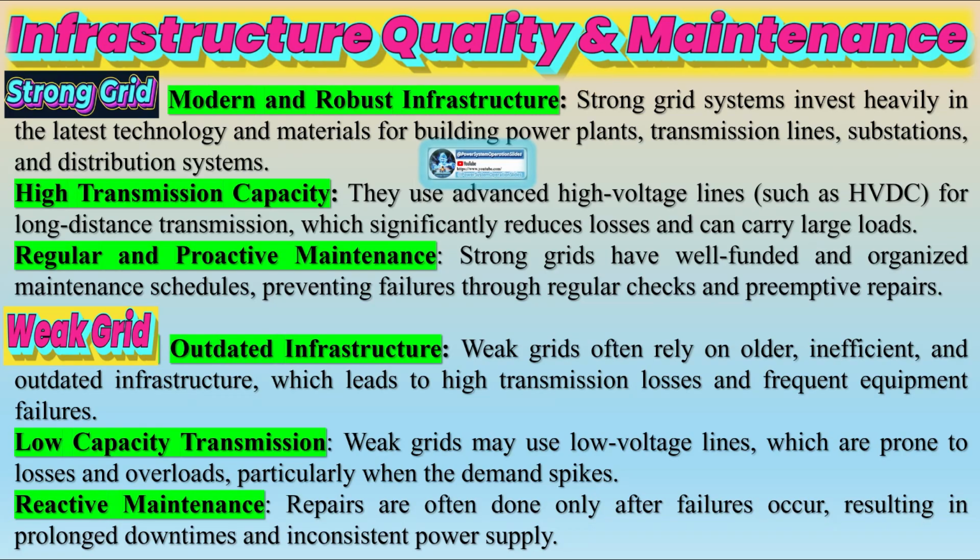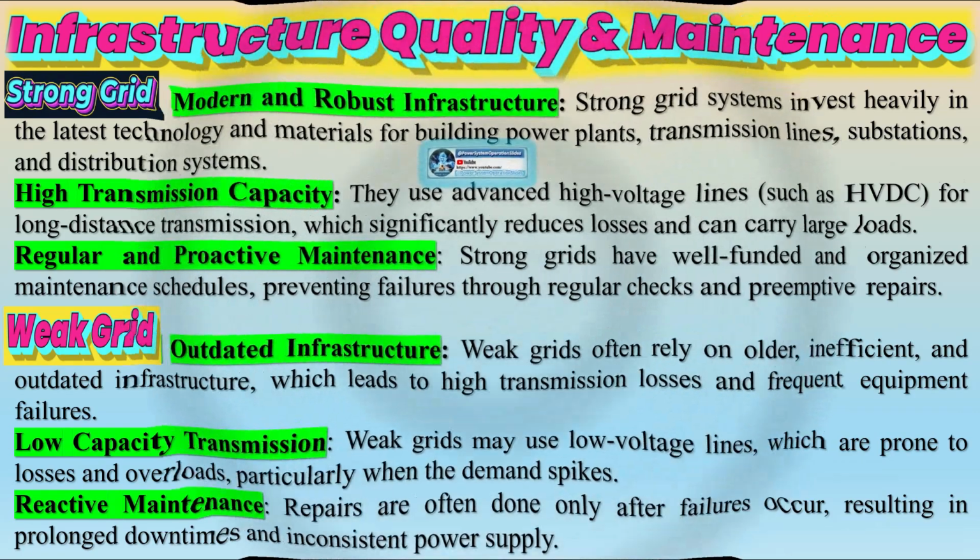Strong grids use sophisticated systems like SCADA, Energy Management Systems (EMS), and Distribution Management Systems (DMS) to monitor and regulate voltage and frequency in real time. They use devices such as transformers with tap changers and capacitor banks that automatically adjust voltage levels to maintain stability. They can handle fluctuations in demand and supply due to high penetration of renewables and distributed generation.